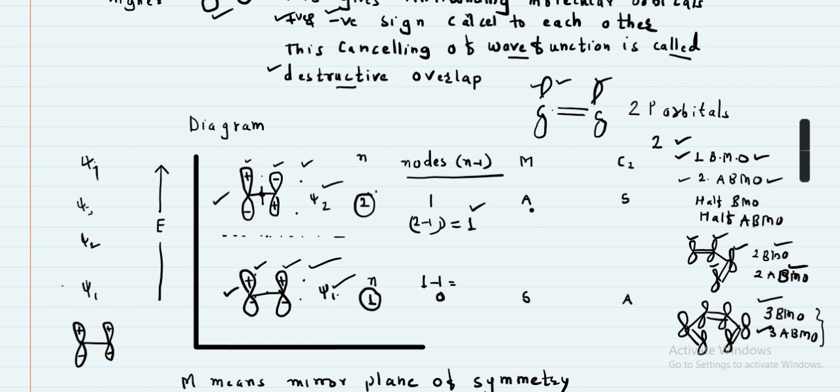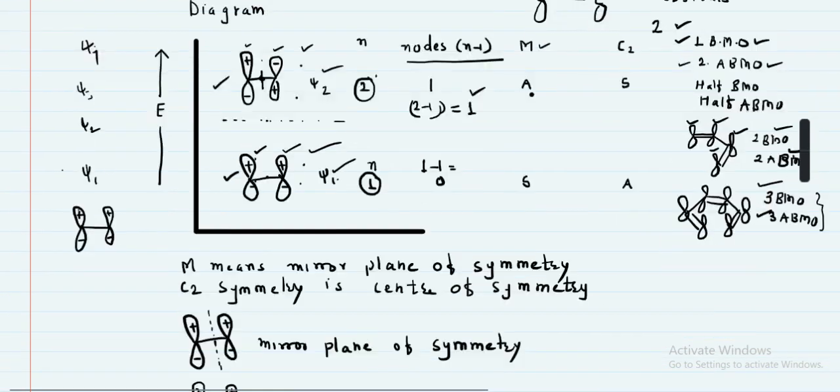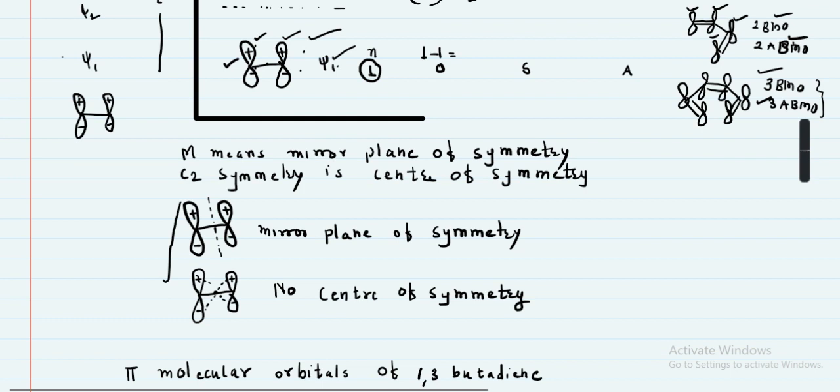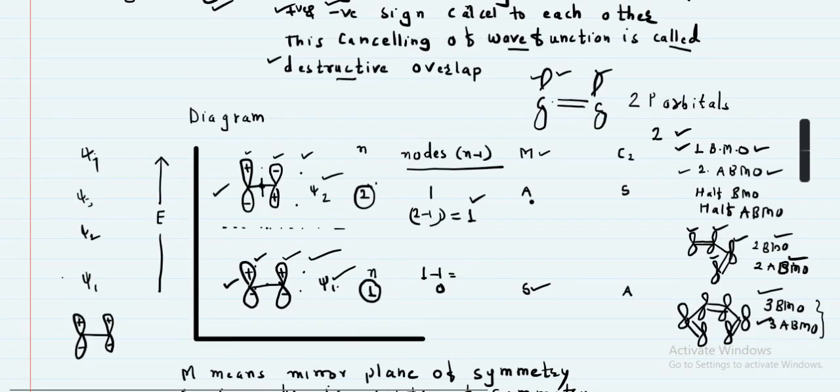Okay, therefore M is the mirror plane of symmetry. M is the what? Mirror plane of symmetry. Okay, in this case first your bonding molecular orbital is there and if you place the mirror plane, there is a mirror plane of symmetry. Therefore for this case the mirror plane is the symmetric one. Okay, and if you place the plane in this case you find that positive reflection is negative, therefore it is not symmetric.